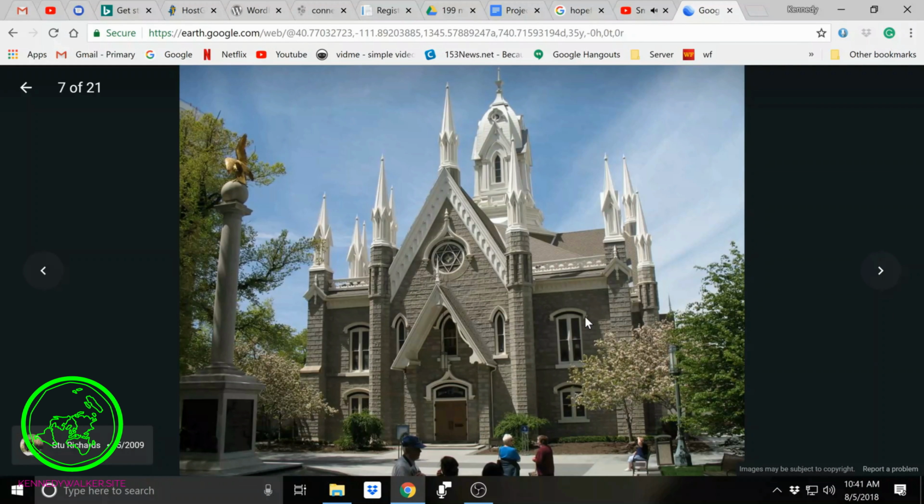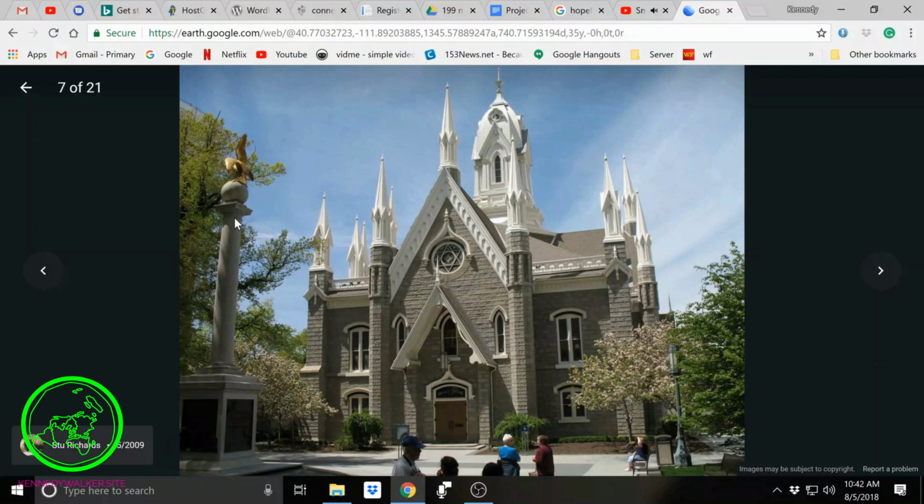I'm not sure what that building is. There's an eagle on top of a sphere. And then there's a column. I guess that column's gravity. So that's a common Masonic symbol. You see that in their temples and everything.